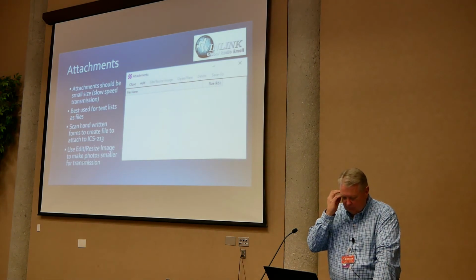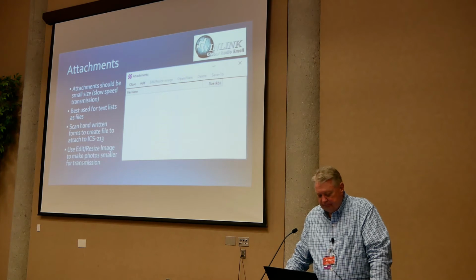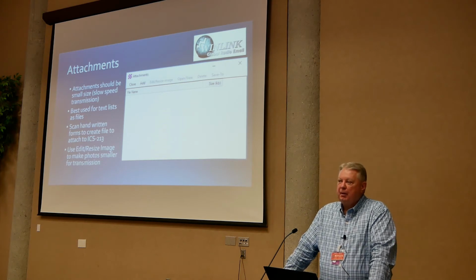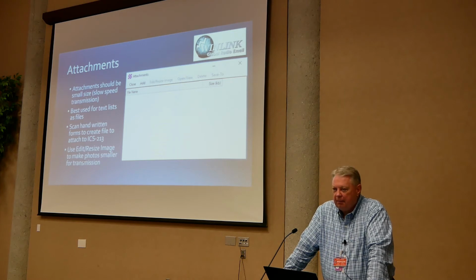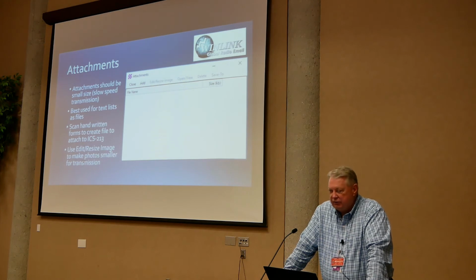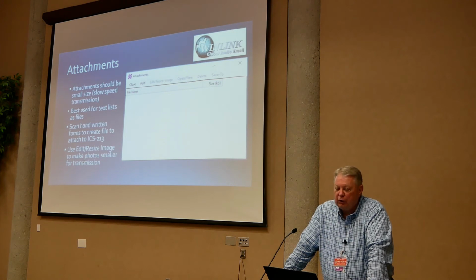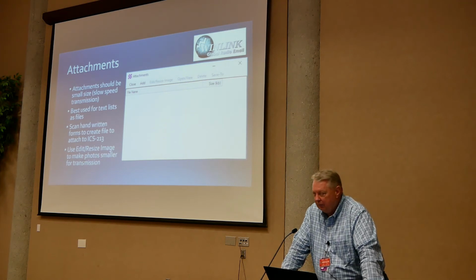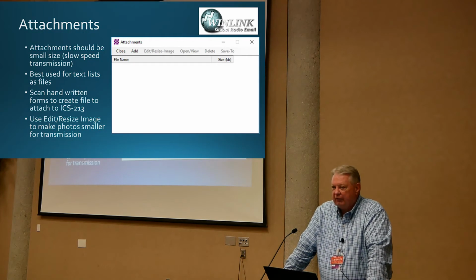Attachments. This is a great capability within Winlink, but you've got to keep in mind, for the most part, especially if RF is involved, it's a slow speed transmission mode. Packet 1200 baud. Over HF, it might be slower than that. Probably is slower than that. So the larger the attachment, the longer it's going to take to send that message. So they should be kept as low as possible.